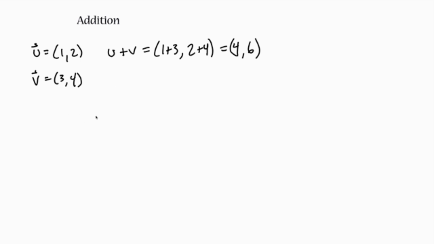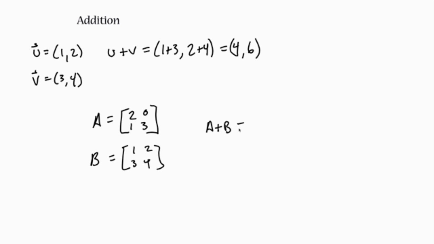And if I have two matrices, simple 2 by 2 matrices, right, A and B, then A plus B is just going to be the same size, and this is going to be A11 plus B11, 2 plus 1. And this is going to be A12 plus B12, 0 plus 2.